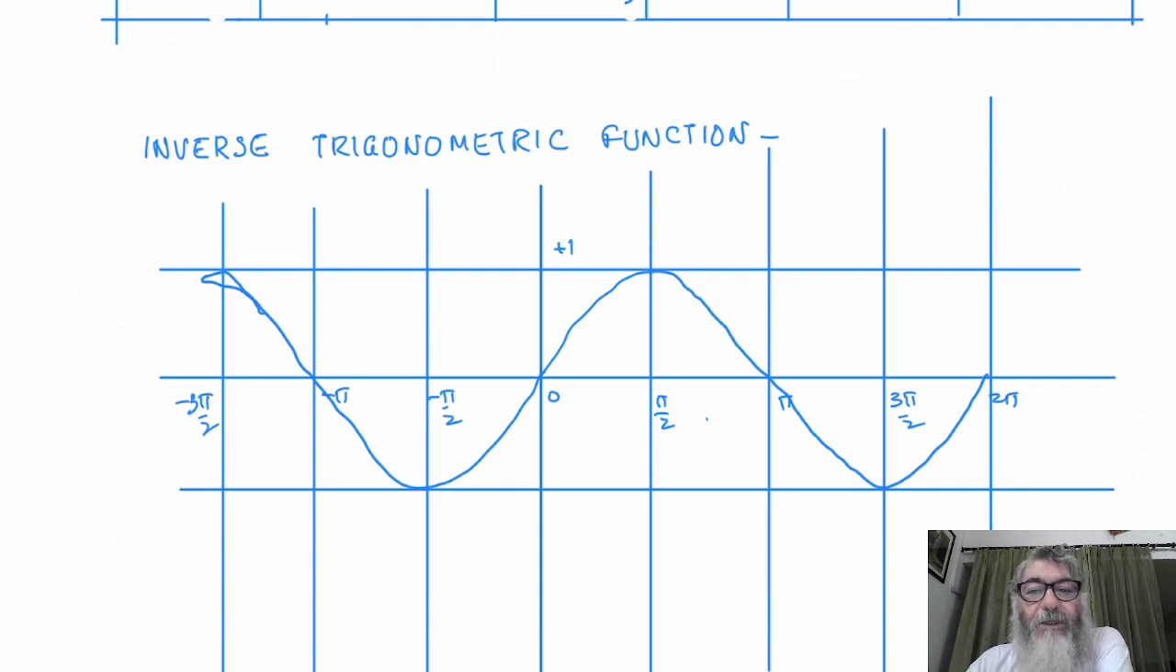Suppose I turn it upside down. I change the x-axis to the y-axis and the y-axis to the x-axis. When I turn it upside down, you will realize that this curve will no longer be a function, because if I take a vertical line test, one vertical line will be cutting this curve at many places.